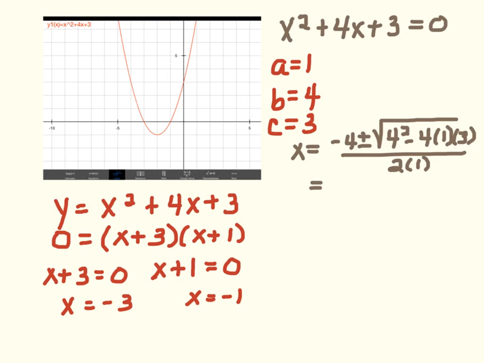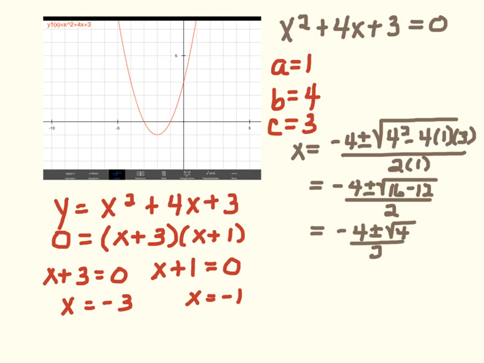Keep simplifying. x is equal to negative 4 plus or minus the square root of 16 minus 12, all divided by 2. x is equal to negative 4 plus or minus the square root of 4 divided by 2. Keep simplifying. Negative 4 plus or minus 2 divided by 2.